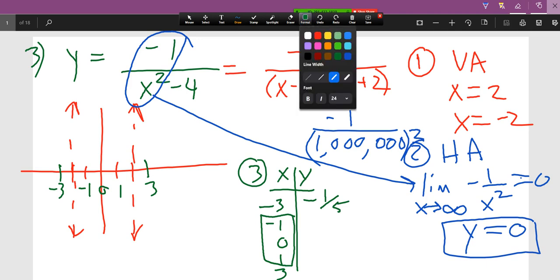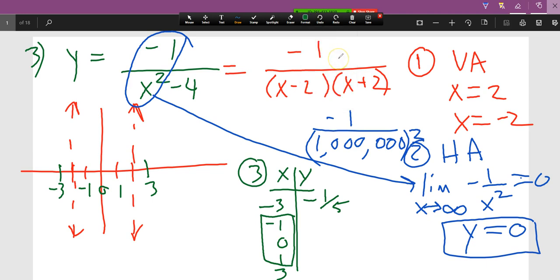Okay, let's see if we can plot that. And we'll get our numbers first. How about -1 out there? -1 is +1/3. How about 0? +1/4. How about 1? +1/3. How about the 3s? -1/5.